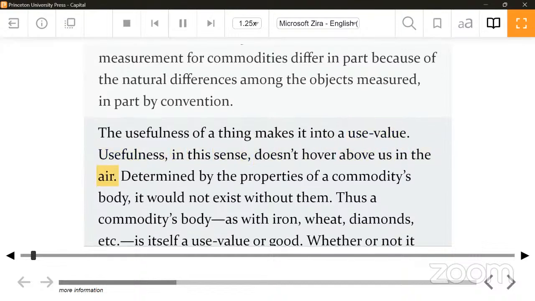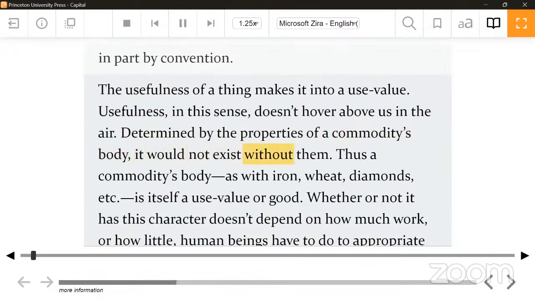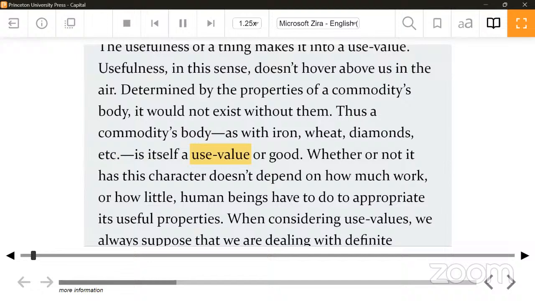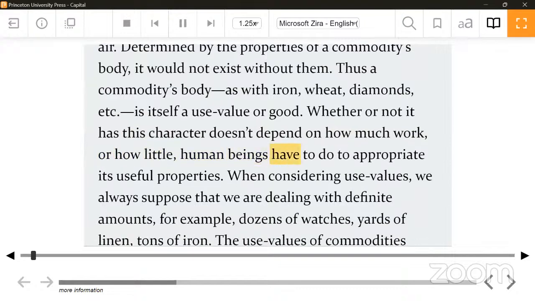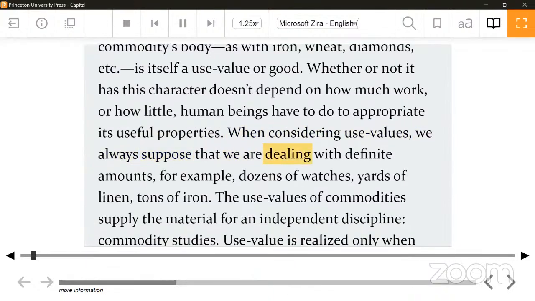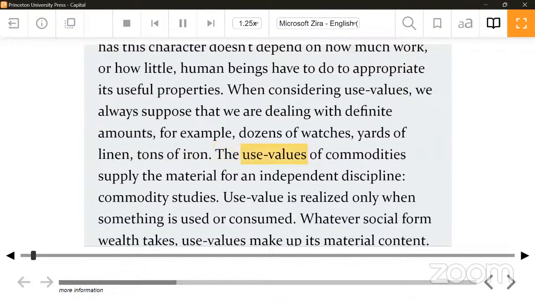Usefulness, in this sense, doesn't hover above us in the air. Determined by the properties of a commodity's body, it would not exist without them. Thus a commodity's body, as with iron, wheat, diamonds, etc., is itself a use value or good. Whether or not it has this character doesn't depend on how much work, or how little, human beings have to do to appropriate its useful properties. When considering use values, we always suppose that we are dealing with definite amounts, for example, dozens of watches, yards of linen, tons of iron.